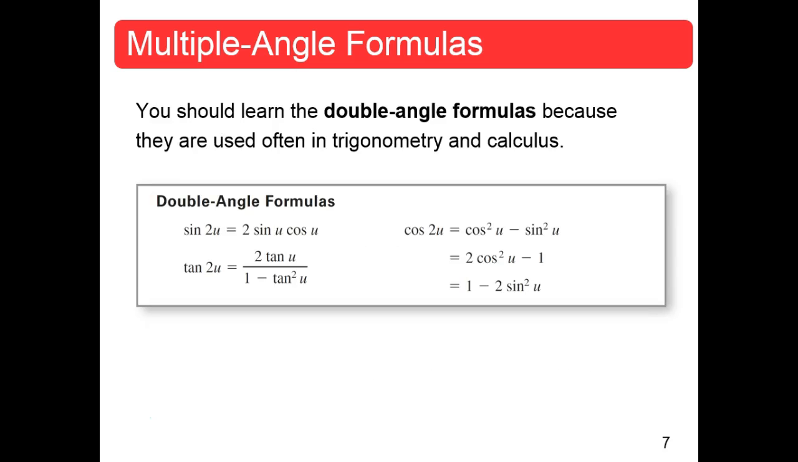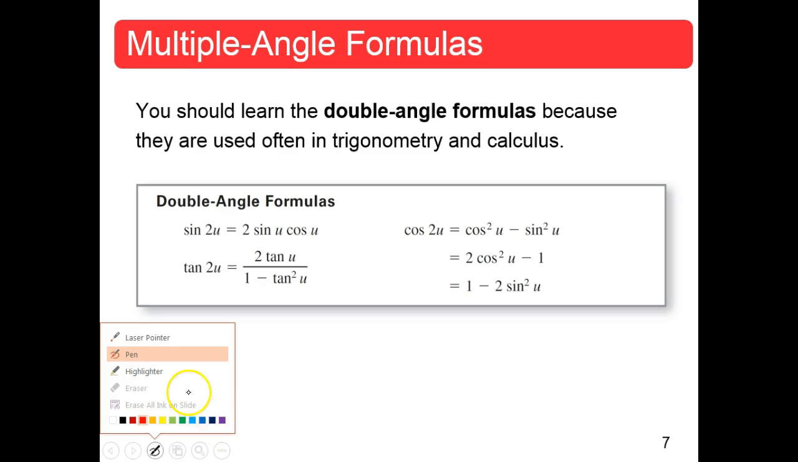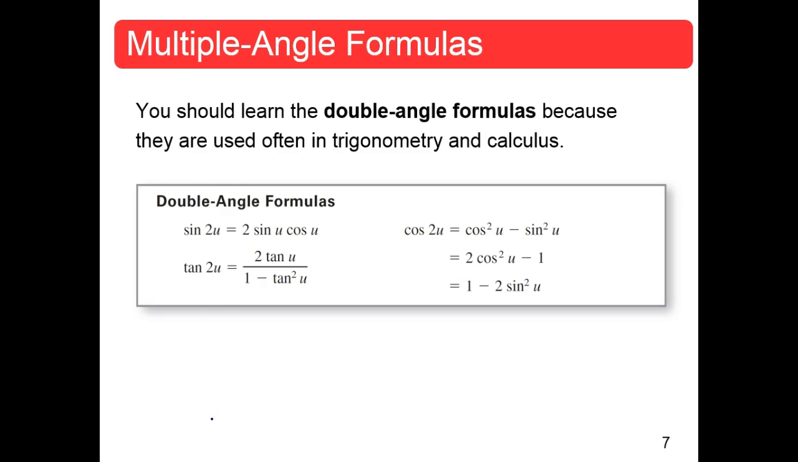You should learn the double angle formulas because they are used often in trigonometry and calculus, okay? And guess what? I don't believe in memorizing formulas. If you like memorizing them, go on and memorize them. But what I like to do is relate them to what we already know. You remember, don't you, what sine of a plus b is? We may not have used a plus b, but you know what I'm talking about. The sum angle formula.